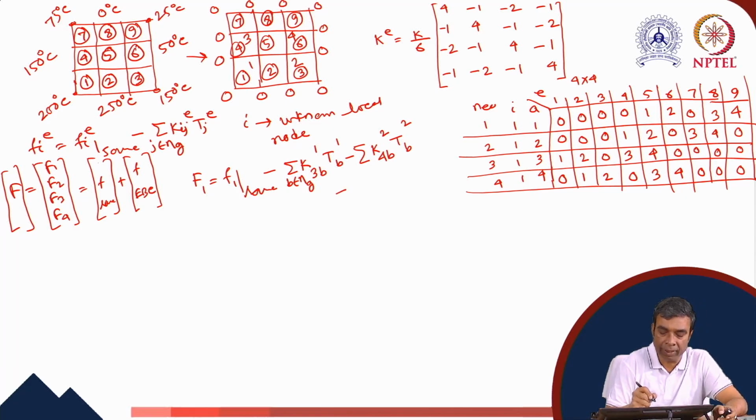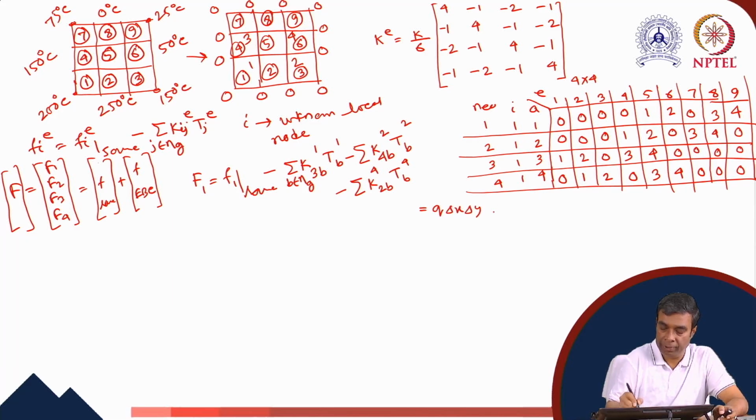The next element is the fourth element. So here we write the equation at local node 2, so I equals 2. So minus K_2B^4 T_B^4. So this gives us F1 source. It was q into delta x into delta y minus K. Our B, it is 1, 2 and 4 for the first element.